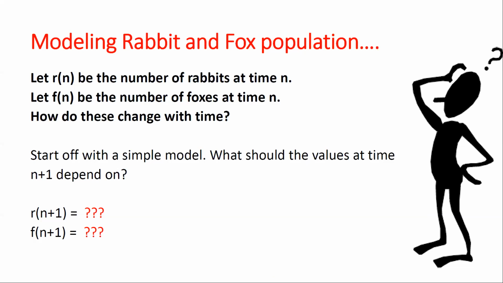So we want to start off with a very simple model. If we can't even solve a simple model, we have no chance of anything more complicated. So what do you think the values of foxes and rabbits at time n plus 1 should depend on? Simplest possible model. Breeding rate, I guess.